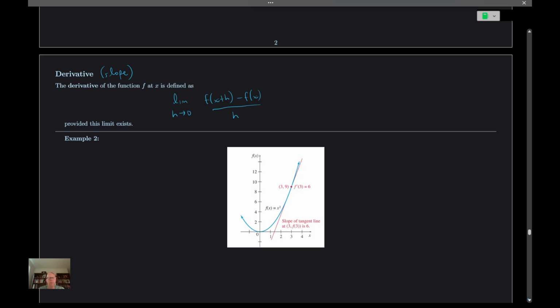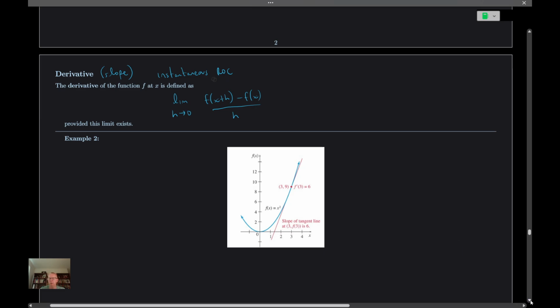So the derivative is also equivalent to the instantaneous rate of change. And it tells us the slope of the tangent line at a particular point. So the derivative is just the slope at a particular point of a curve, and it's also the instantaneous rate of change. And the definition formula is still the same as the instantaneous rate of change. So let's see what this looks like. We're going to work this out.